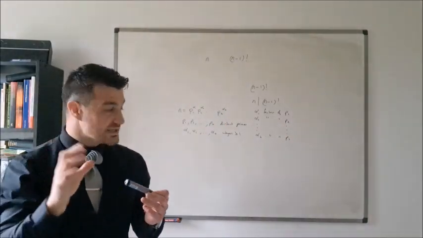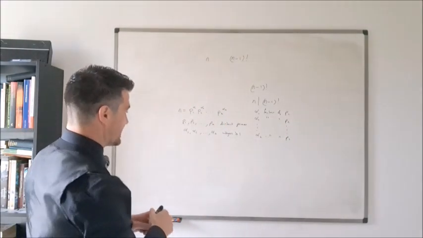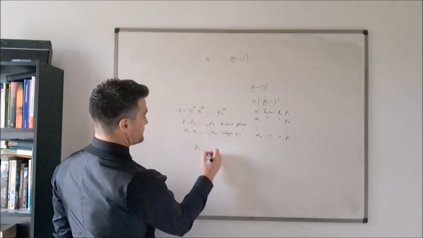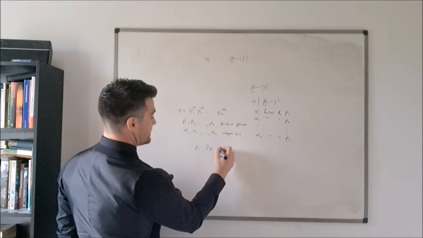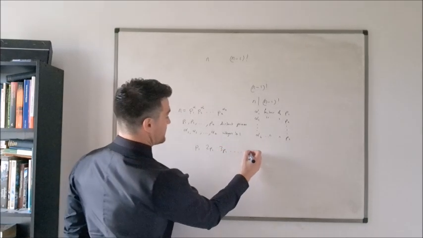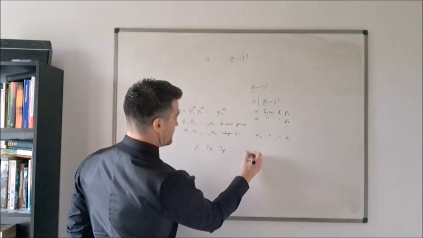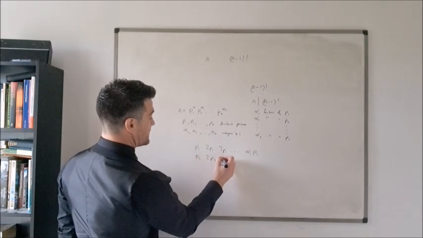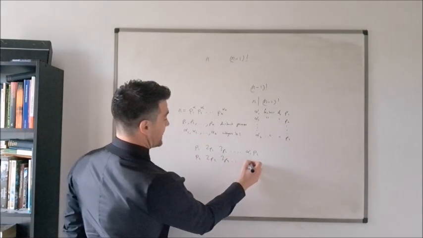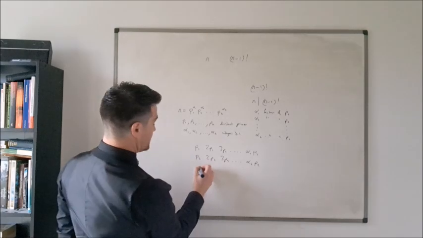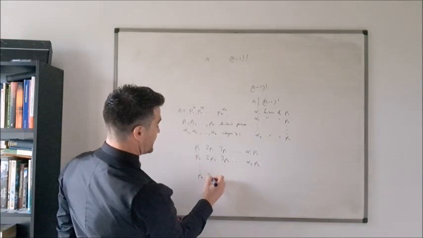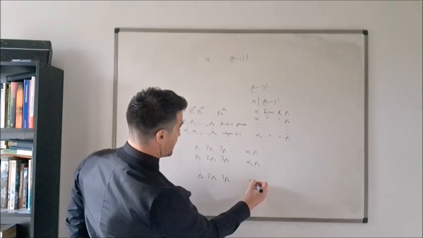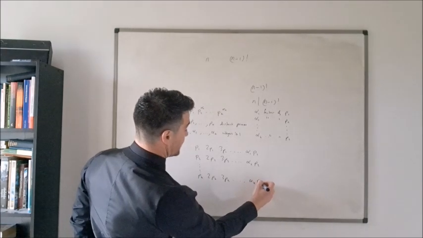So that led me to consider this array of numbers now. The array of numbers p1, 2p1, 3p1, up to alpha 1 p1. Okay, p2, 2p2, 3p2, up to alpha 2 p2. pk, 2pk, 3pk, up to alpha k pk.